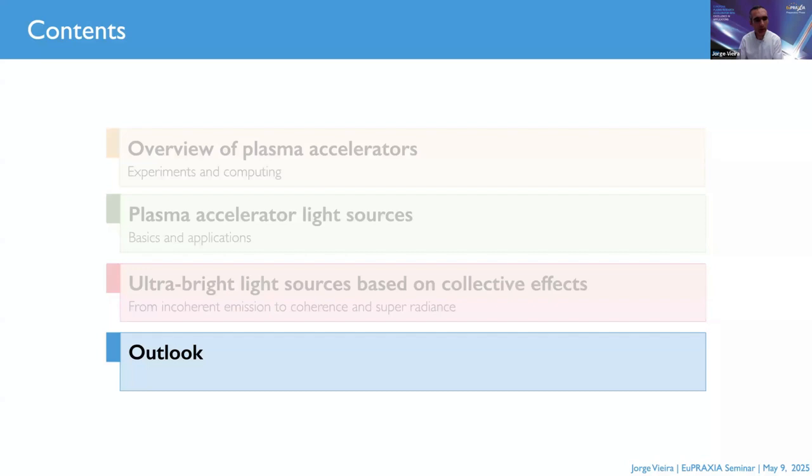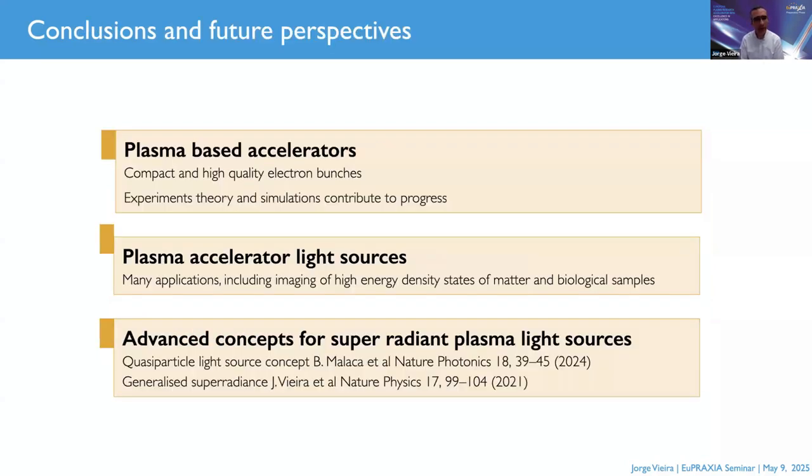Okay, so now let me just conclude the talk. I've provided an overview of plasma-based accelerators. They now provide compact and high-quality electron bunches. They are ready to be used in free electron lasers, for example. And here it's very important to rely on this triad of experiments, theory, and simulations to progress. Now, plasma accelerator light sources have many applications, including imaging of high energy states of matter and imaging biological samples with unprecedented resolutions. And I've also shown an advanced concept to obtain superradiant emission in plasma-based accelerators based on this quasi-particle light source concept. And yeah, so this is it.